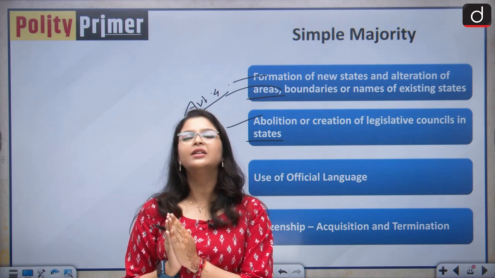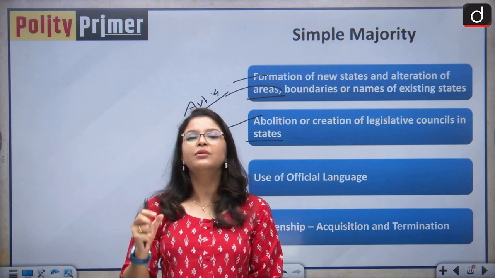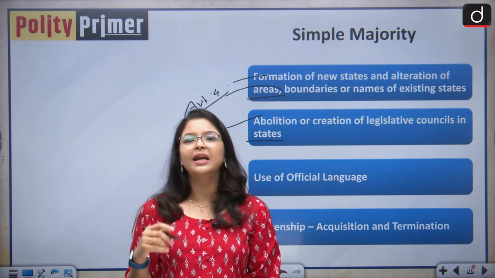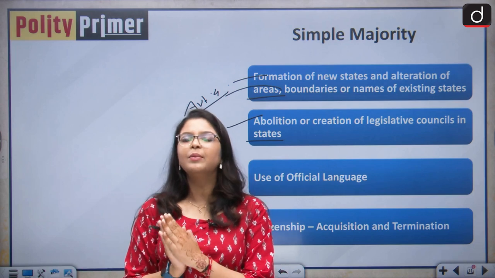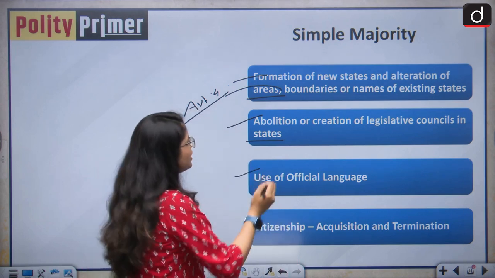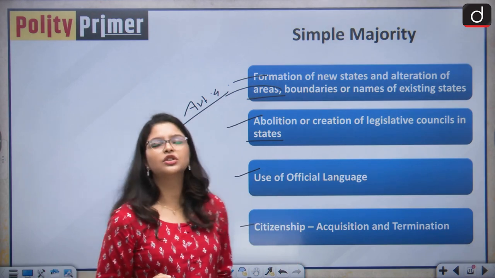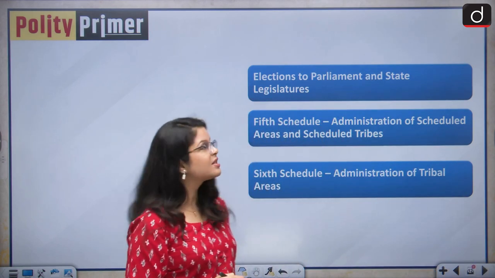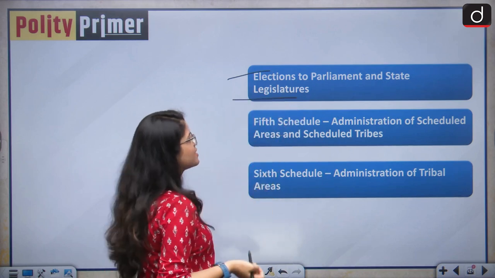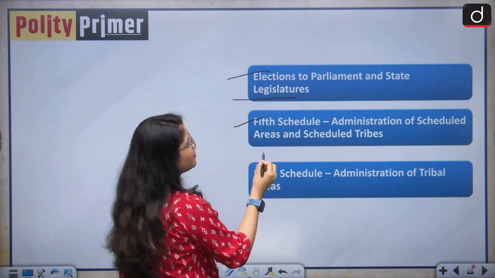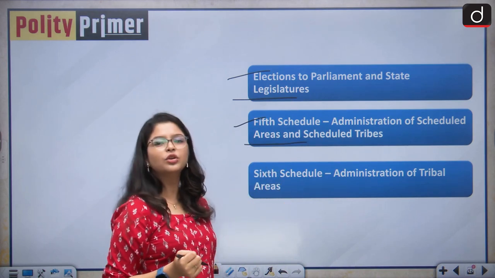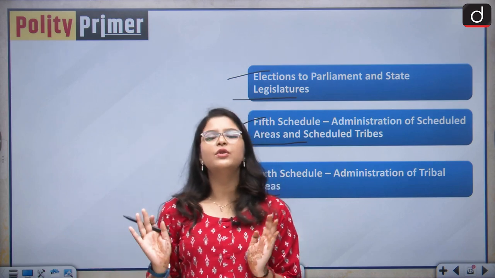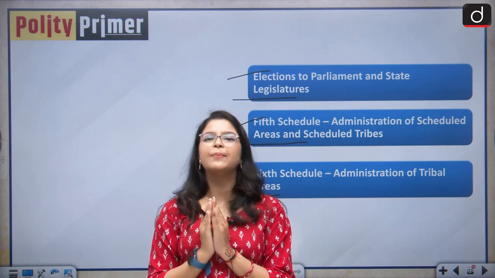And if they decide that they want to have a legislative council, that is the Vidhan Sabha and the Vidhan Parishad, they can ask the center, and the bill in this regard can be passed by a simple majority. Then, use of official language, citizenship acquisition and termination of citizenship also requires a simple majority. Then, there are other provisions as well, such as elections to the parliament and state legislatures. The fifth schedule, which talks about the administration of scheduled areas and scheduled tribes. Then there is the sixth schedule, which is administration of the tribal areas. So to amend all of these provisions in our Indian constitution, we just require a simple majority.